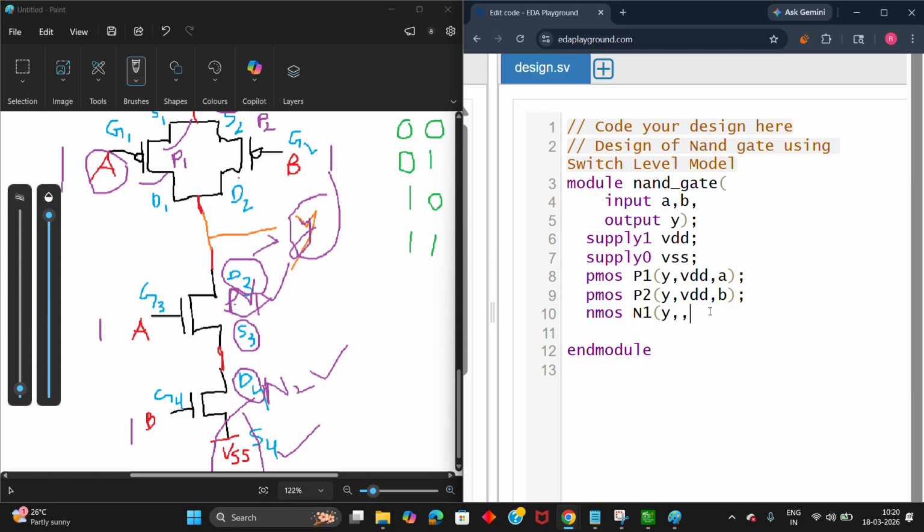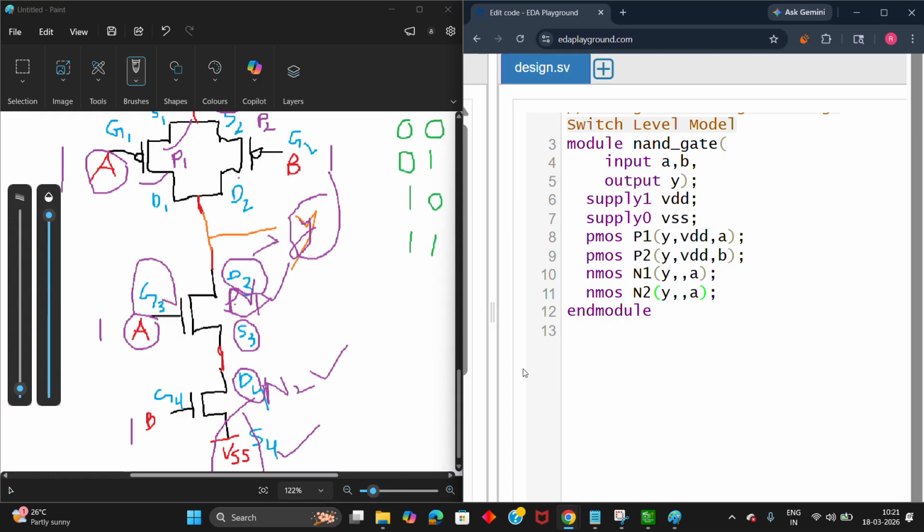Then what is connected to the gate terminal of N1? That is A. We have connected A to the gate terminal of N1, so you need to give A over here, then close the parenthesis and put the semicolon. Now let us take another NMOS instance and write it for N2.